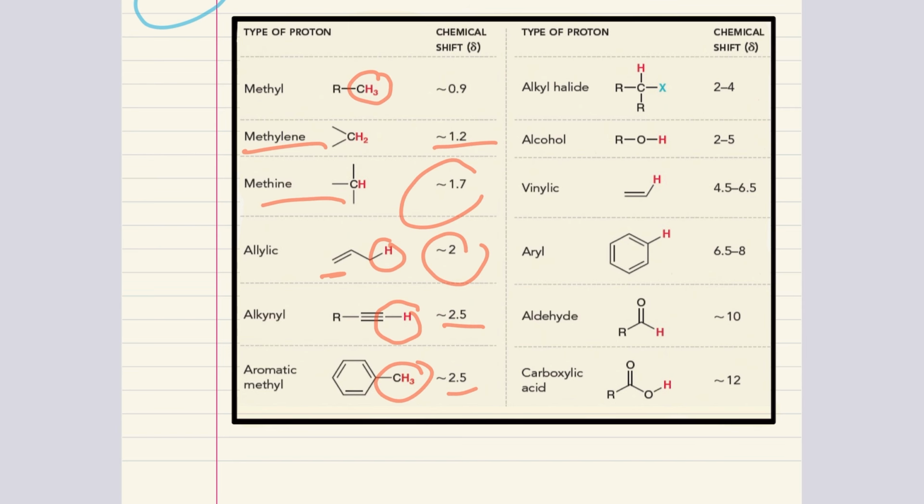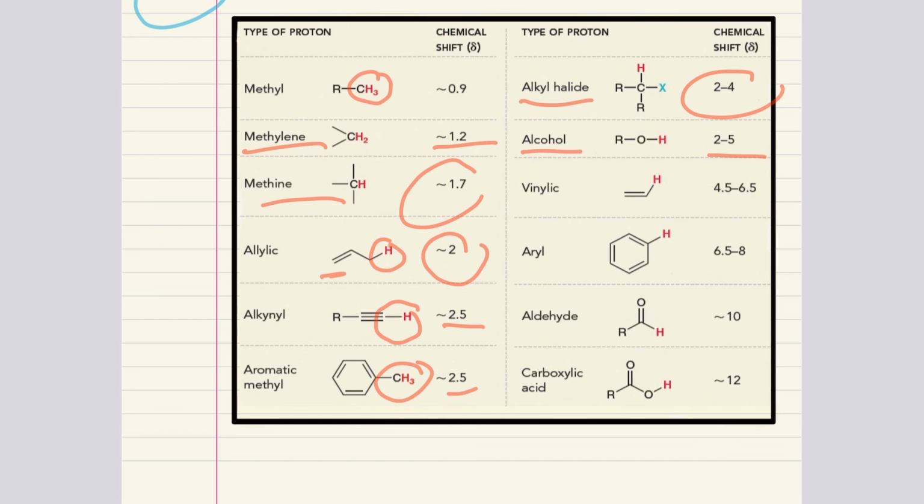2.5 ppm. Moving into more deshielded regions, we will find alkyl halide protons. They appear somewhere between 2 to 4 ppm. Alcohol protons are usually between 2 to 5 ppm, though they can vary depending on hydrogen bonding.